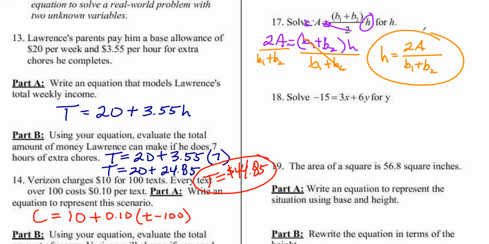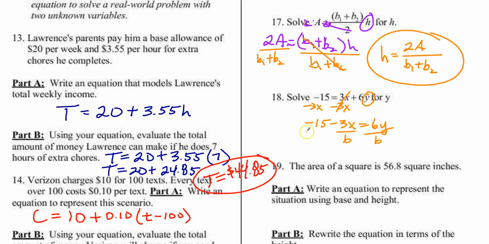Finally, we get to number 18, solve for y. So I'm going to get y by itself. So again, I'm going to move, even though x is a variable, we're treating 3x like a constant because it is not the same variable as the y. So we're going to subtract 3x. We're going to write it the way we read it. Negative 15 minus 3x is equal to 6y.